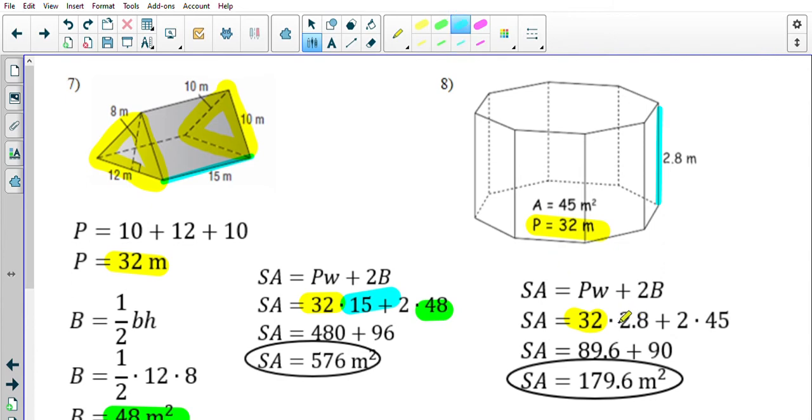Plus 2 times area of the base. The area of the base is also given to us as 45. 32 times 2.8 is 89.6. 2 times 45 is 90. Add them together to get a total surface area of 179.6 meters squared.